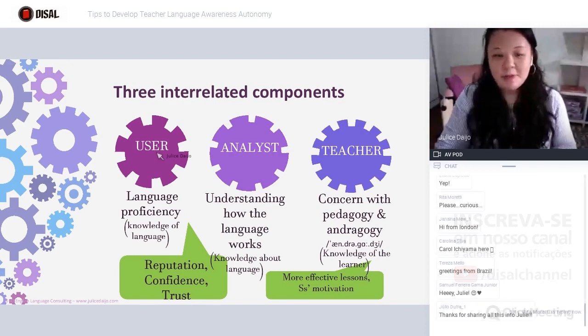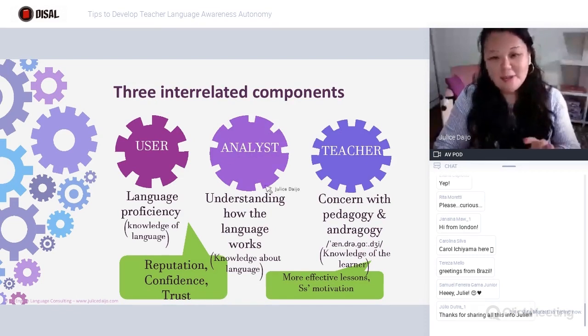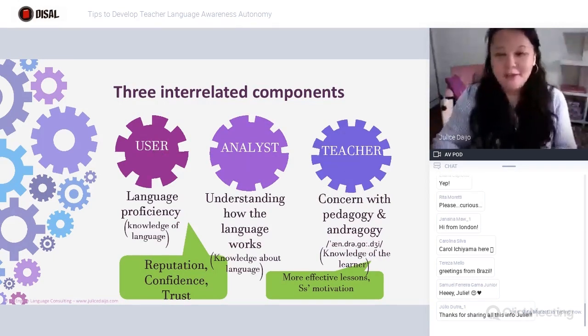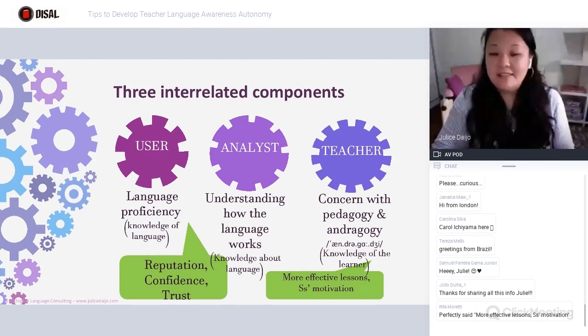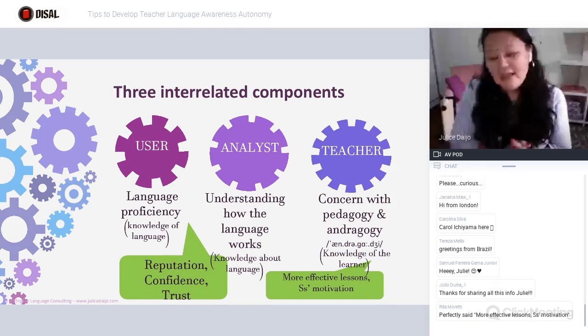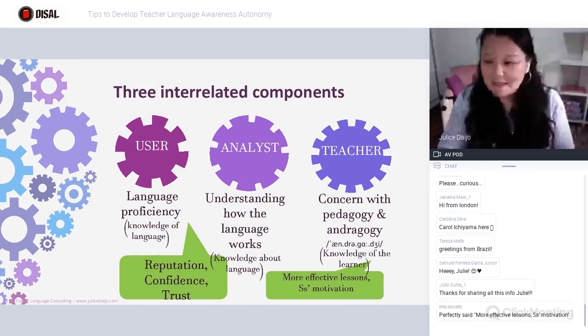The first two, the perspective of the user and the perspective of the analyst, it actually has a straight, direct influence in the reputation of the teacher, his confidence, and trust. So it is important to be an analyst, but you also need to be a user and vice versa. And from this perspective here of language awareness as a teacher, the outcome is you're going to deliver more effective lessons. Students are more motivated. You understand what they need. You understand when you have to grade language, or which activities to choose, or when to correct. So the three of them, the three pillars of the language awareness.